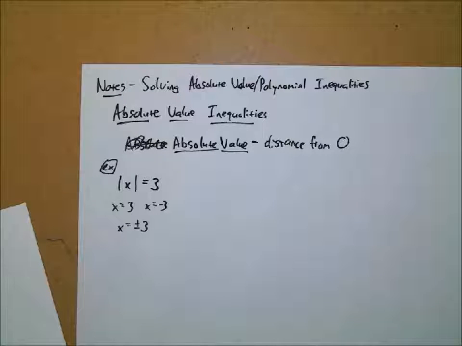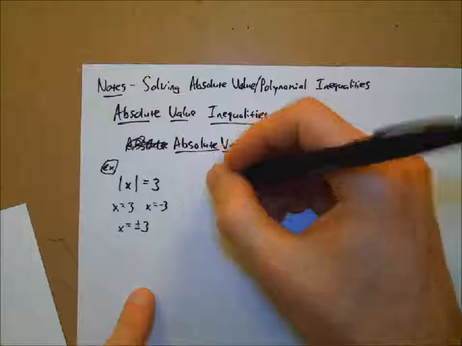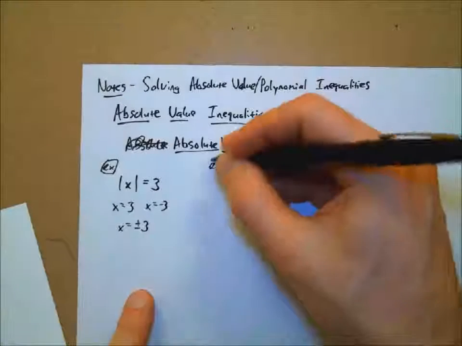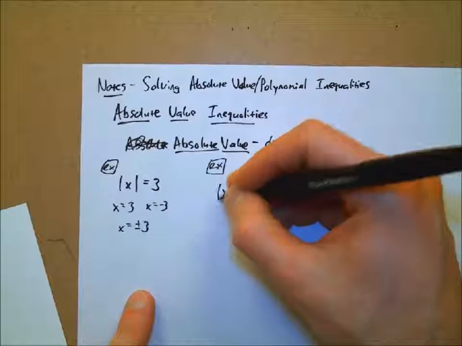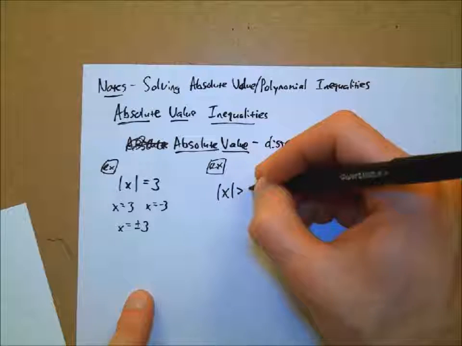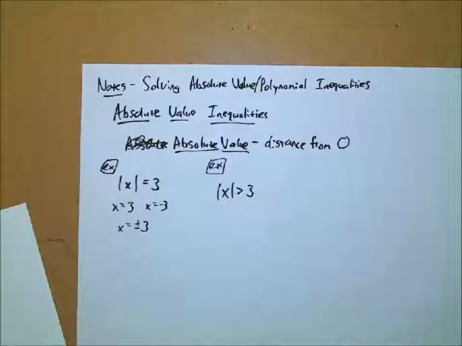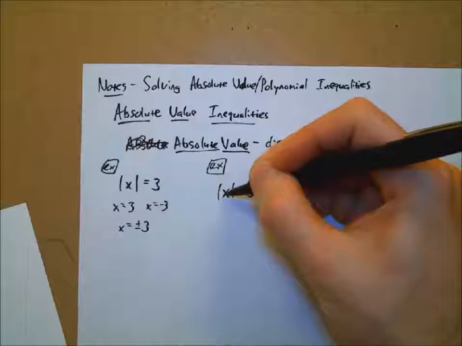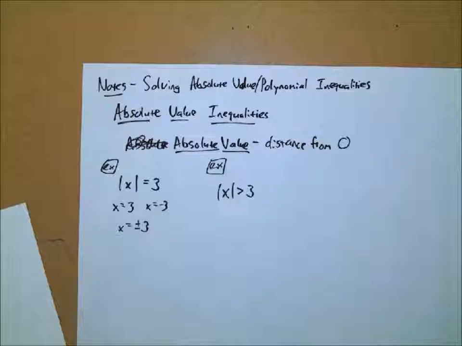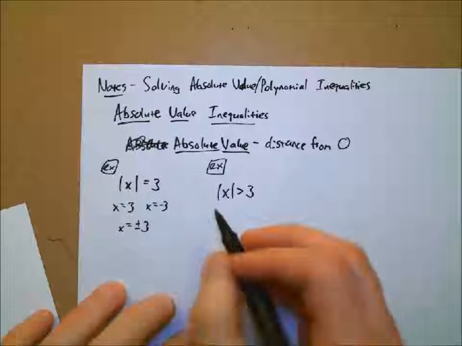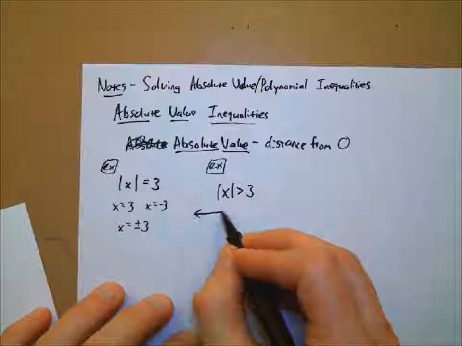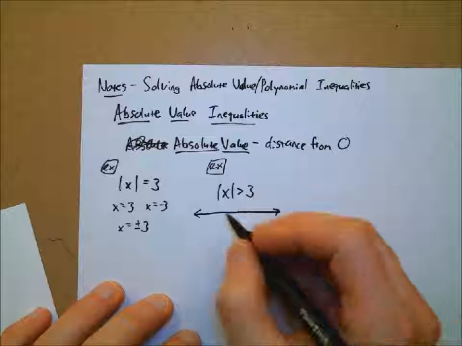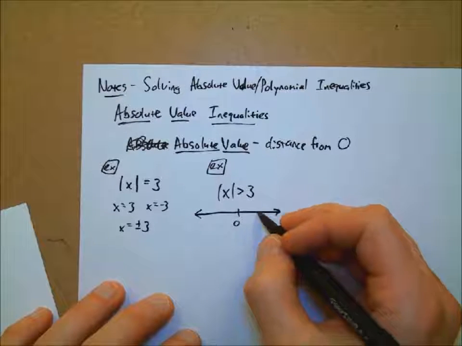So, if we see something like the absolute value of x is greater than 3, that means we want the distance of this x to be greater than 3 units away from 0. Now let me draw a little picture here on a number line. This is probably going to go way back to elementary school, but please forgive me if I'm insulting you here.